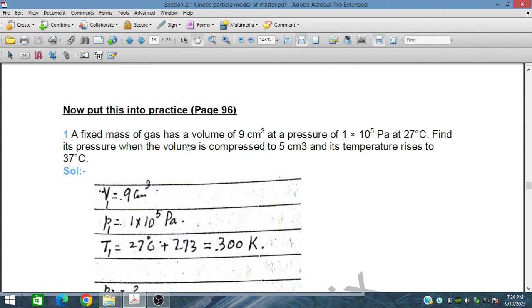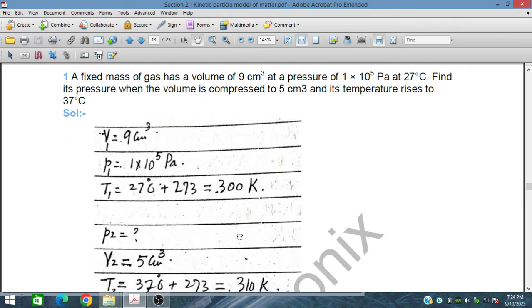A fixed mass of gas has a volume of 9 centimeter cube at a pressure of 1 into 10 to the power 5 Pascal at 27 Celsius. The temperature is T1, volume V1, pressure P1. So T1 is equal to 27 plus 273, because this temperature should be in Kelvin or absolute temperature. So 27 plus 273 is equal to 300 Kelvin.